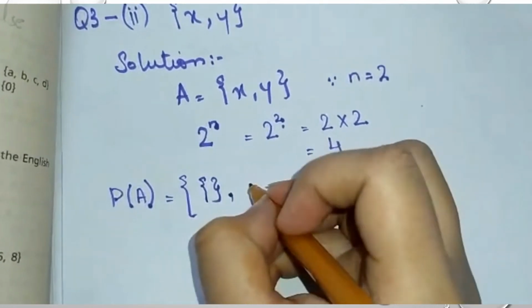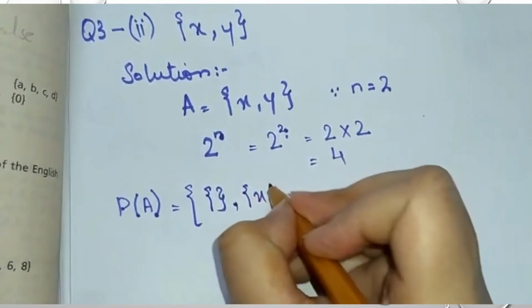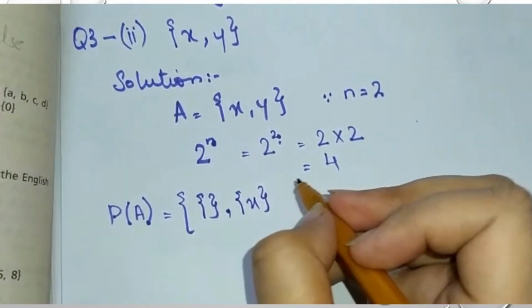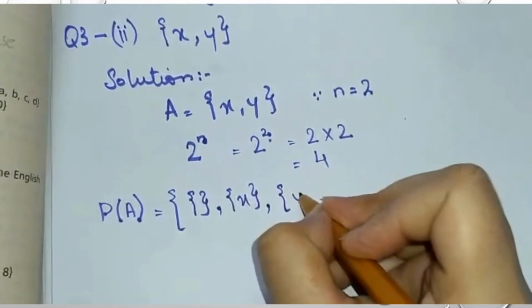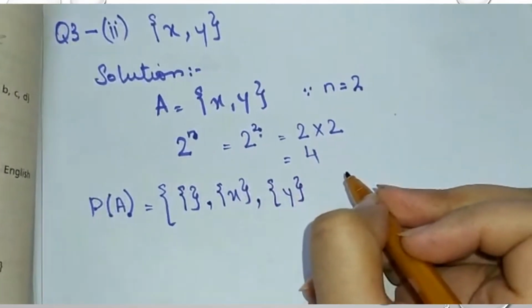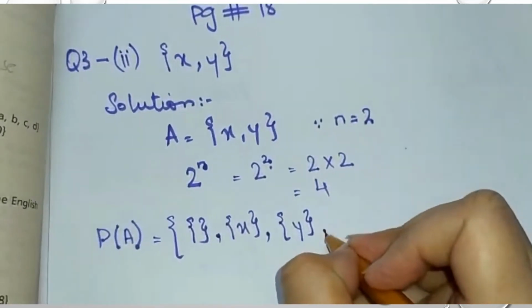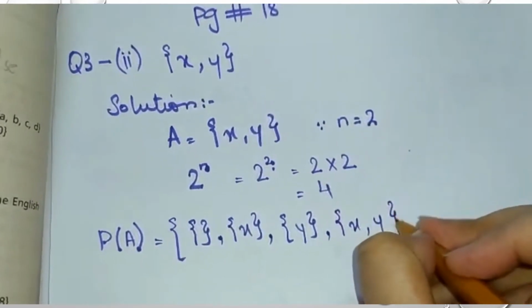Second subset will be the element x. Individual elements के साथ subset बनाएंगे. Third subset with element y. And now the fourth and the last subset will be x and y together.